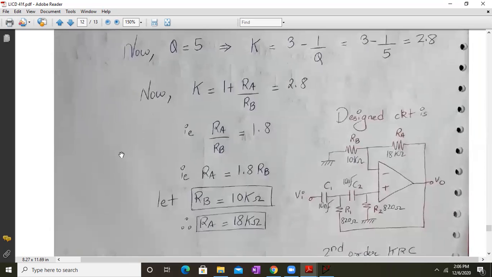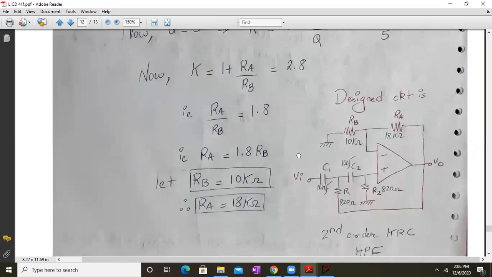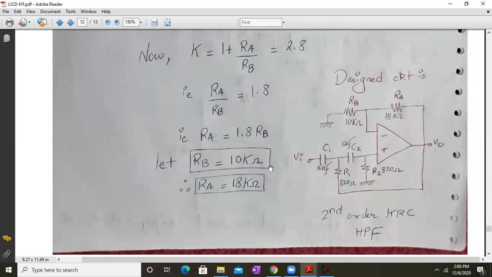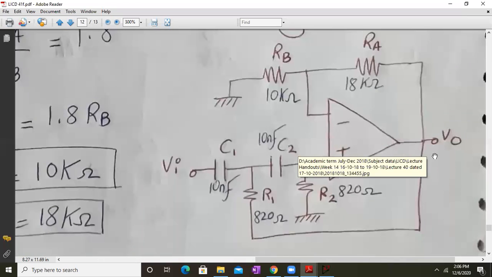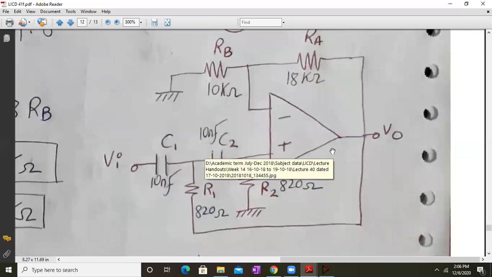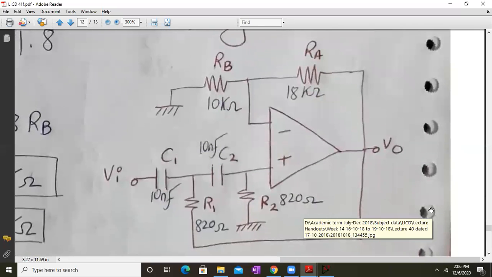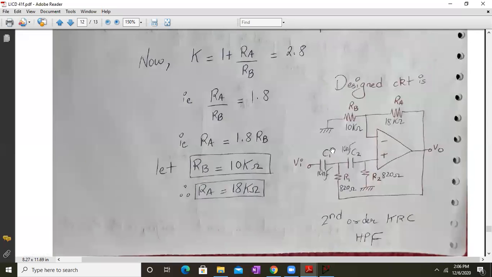So RA upon RB will be 1.8. So RA will be 1.8 times RB. So you select the value of RB as 10 kilo ohms. RB is 10 kilo ohms, so RA will be 18 kilo ohms, and we got the final design. So this is my design circuit with RB value as 10K, RA value as 18 kilo ohms. C1 and C2 are 10 nanofarad, and R1 and R2 are 820 ohms. So this is the design circuit.